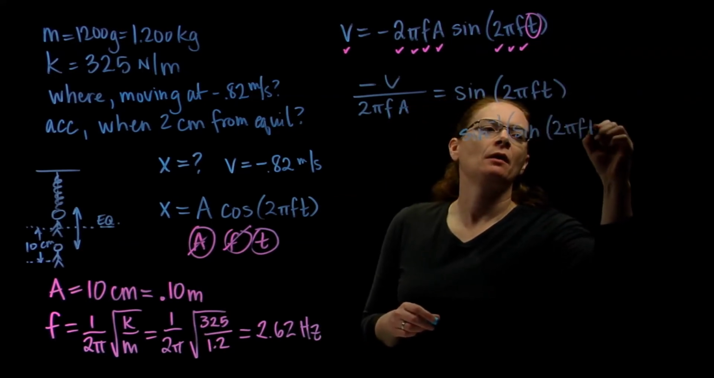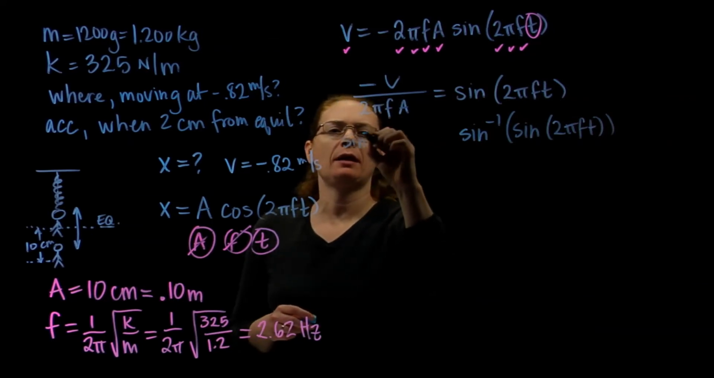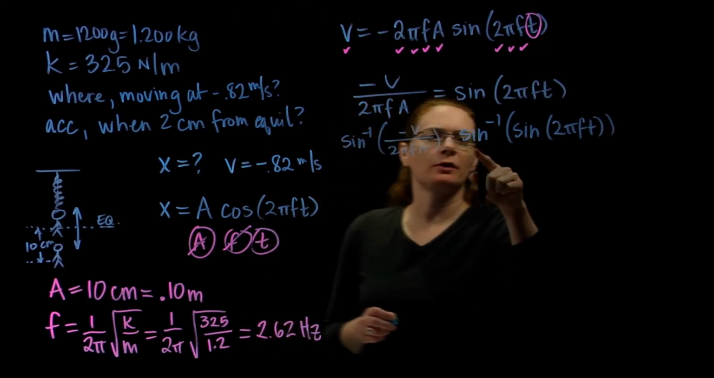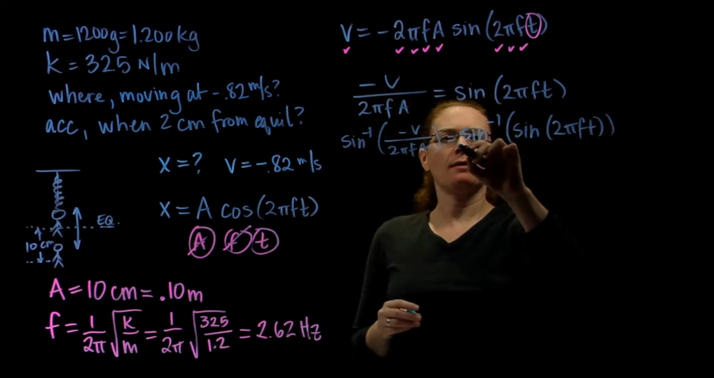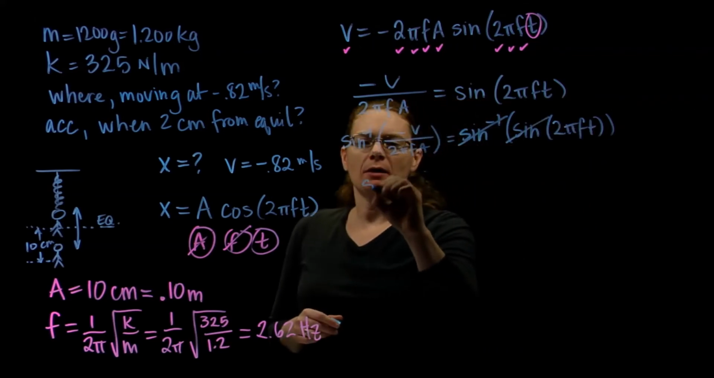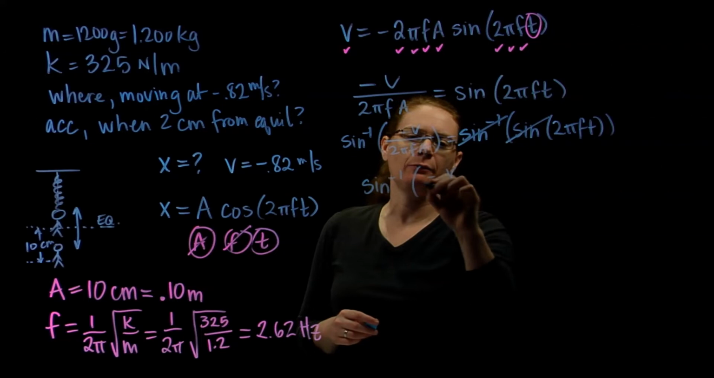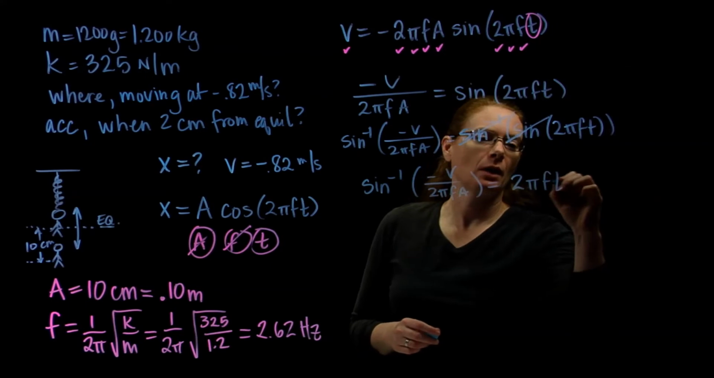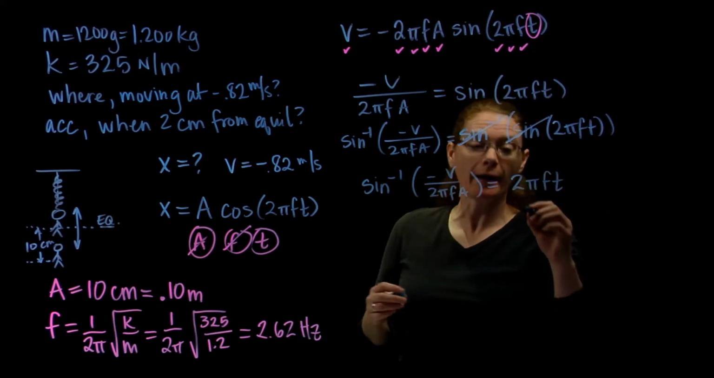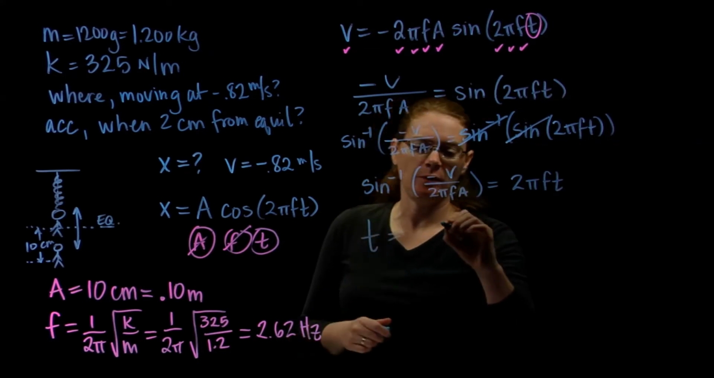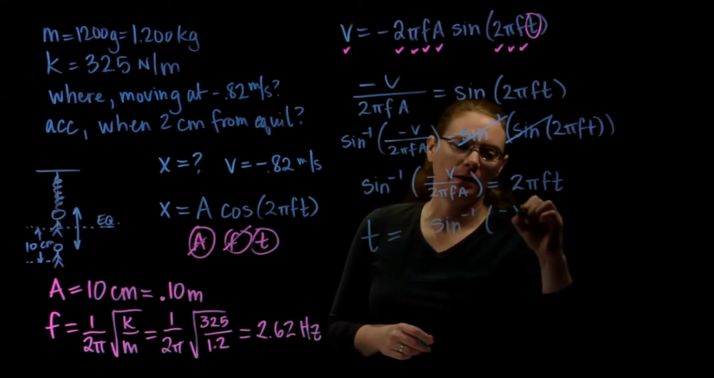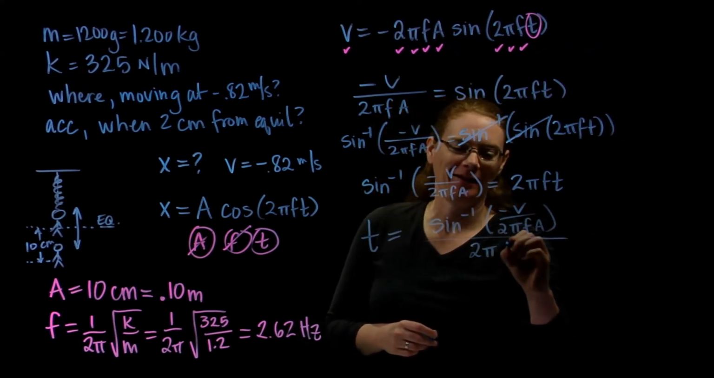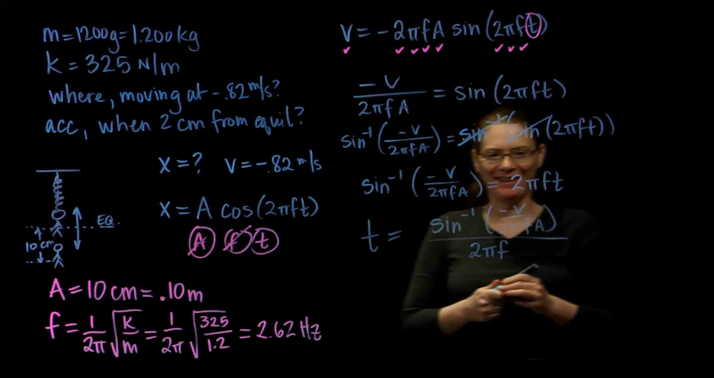Now I'm going to have the inverse sine of negative v over 2 pi fA equals the inverse sine of 2 pi ft. So I'm just doing the inverse sine of both sides. That cancels with that. So my next step looks like this: negative v over 2 pi fA equals, well, just 2 pi ft. And at this point, to get t alone, divide both sides by 2 pi f. So t is going to be equal to the inverse sine of negative v over 2 pi fA, all over 2 pi f. That's a really big one.